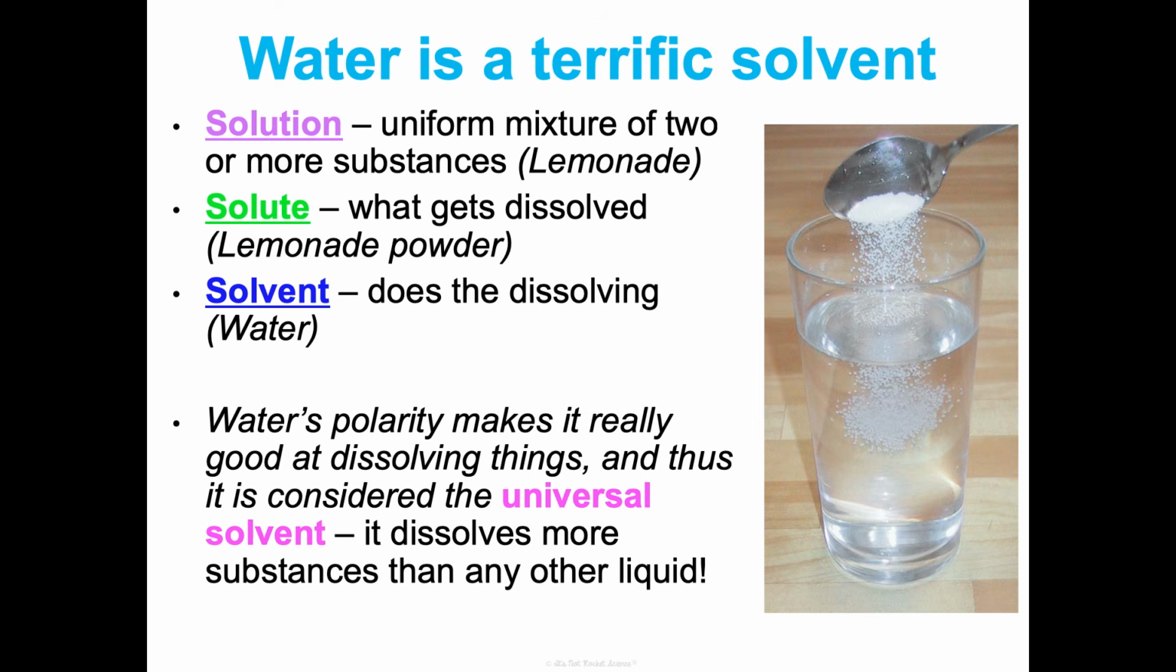It's because of water's polarity that it's so good at this, and it's actually considered a universal solvent, or the universal solvent, because it dissolves more substances than any other liquid. And this is so important because so much of the cell is water, and so much of our existence as an organism is water. And so a lot of really important things are able to happen in our bodies because water is a universal solvent.